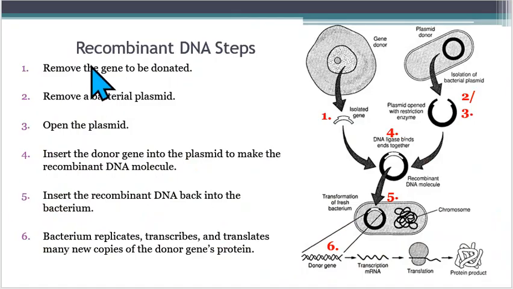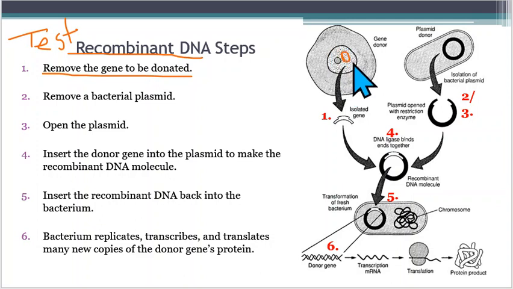Here are the steps to make recombined or recombinant DNA. This will be on the test as a sorting question, so you will have to know what order these steps happen in. First things first, remove the gene to be donated. So that's this part here. You're taking from the DNA inside here before it's condensed from the donor organism. You take a little snip of the DNA that you're interested in, the isolated gene. That's step one.